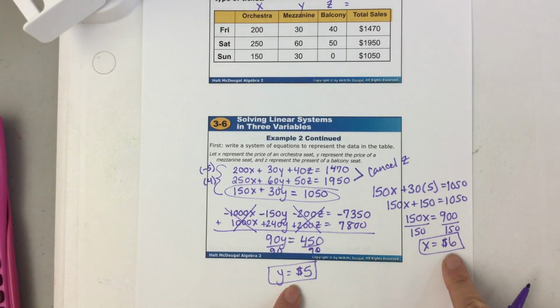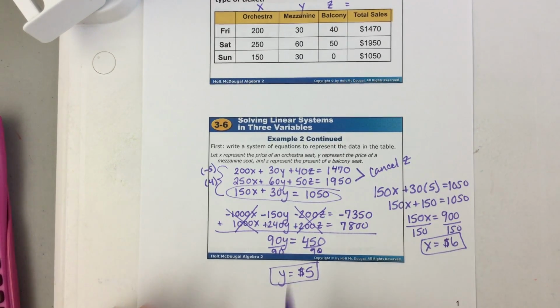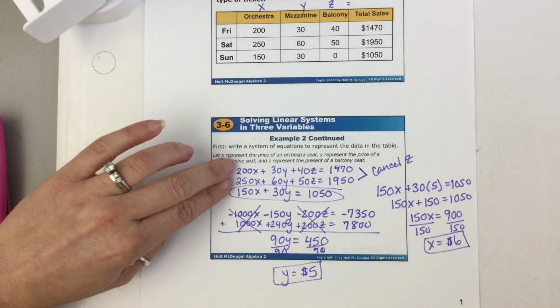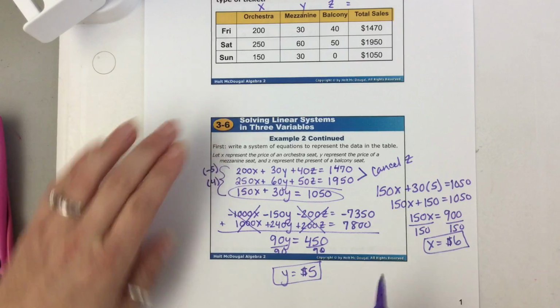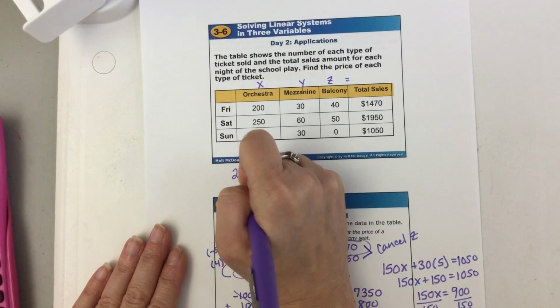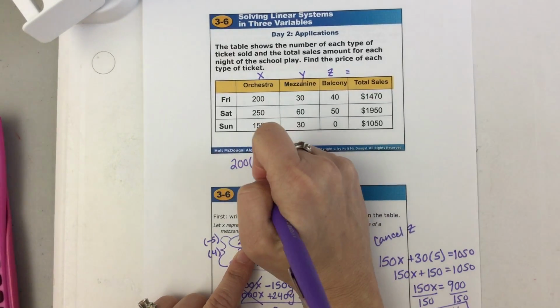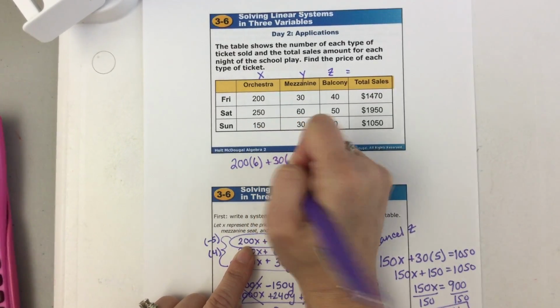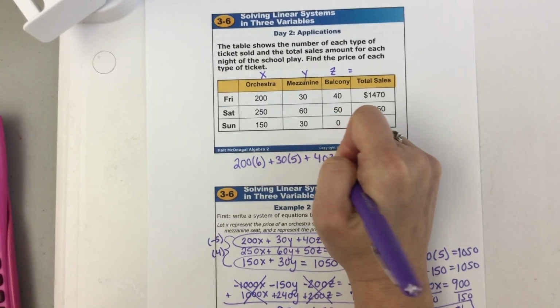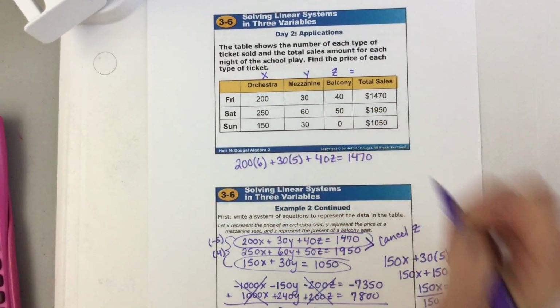Once you know two variables, you go into an equation that has three and you can find the third. It doesn't matter which one out of these two. We have to go to one of these two so we can solve for z. So I'm just going to go ahead and take the top. I have 200x. X is really a 6. Plus 30 times y. Y is really a 5. Plus 40z, the total was 1470.